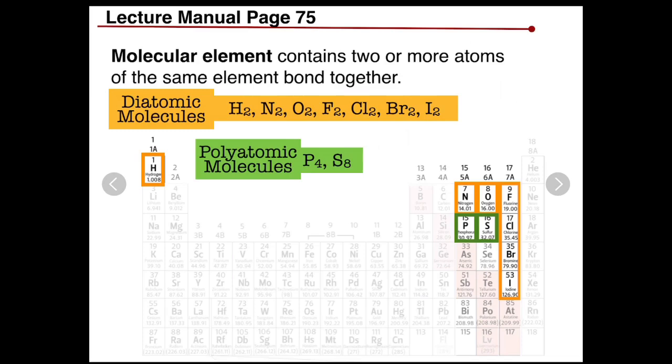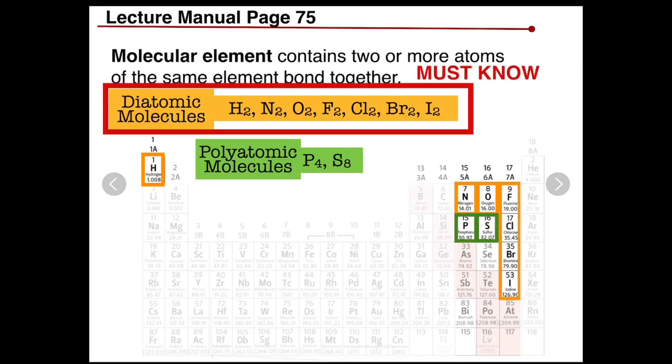So the diatomic molecules are these types of elements that are going to be present as two atoms in nature. For example, if we talk about hydrogen gas, you will need to know that it's going to contain two hydrogens for that molecule, right? So if we talk about oxygen gas or oxygen element, you will need to know that it's going to come as O2.